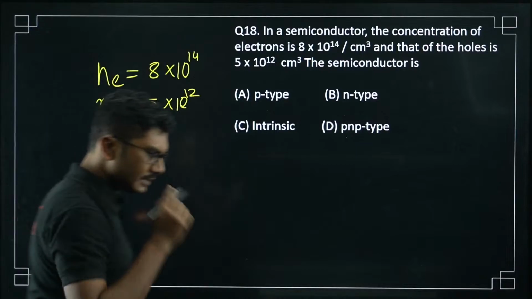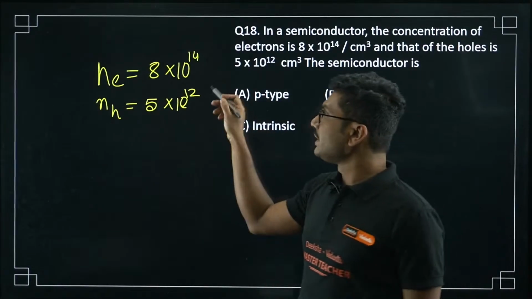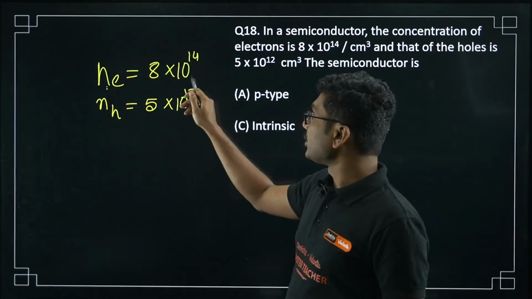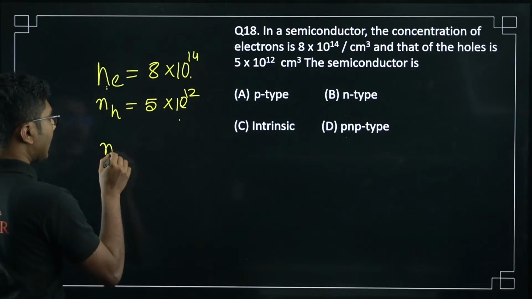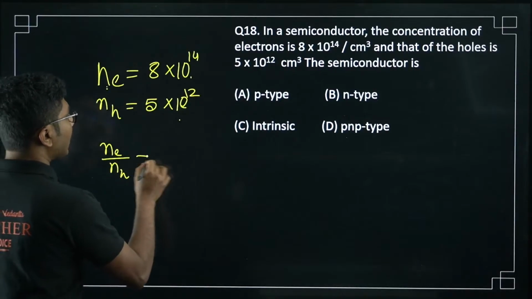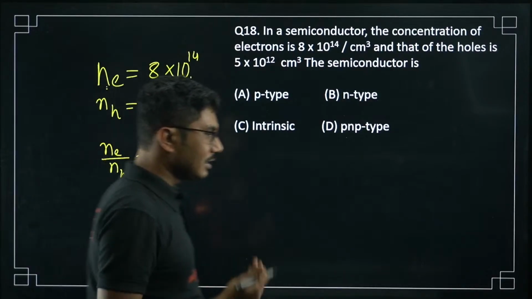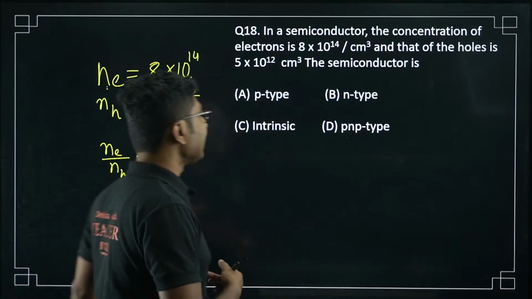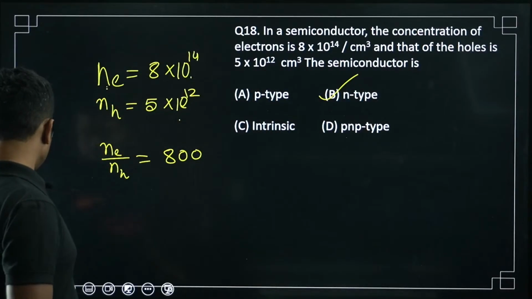In case of intrinsic semiconductor, the concentrations are the same. But you see that the number of electrons is much more than the number of holes. In fact, if you divide it, you will see that the number of electrons is basically 800 times more than the number of holes. So obviously the number of electrons is dominating, which means it's an n-type semiconductor.